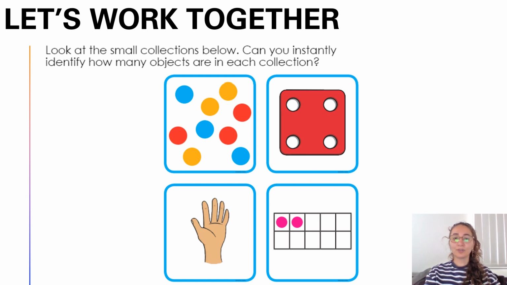When we have a look at the 10 frame, for example, we automatically know if the 10 frame was full, we know it has 10. When we look at the dots that are in here, we can see straight away, you should be able to subitize that that is 2 pink dots. So the amount is 2. That's a funny looking 2, I apologize.